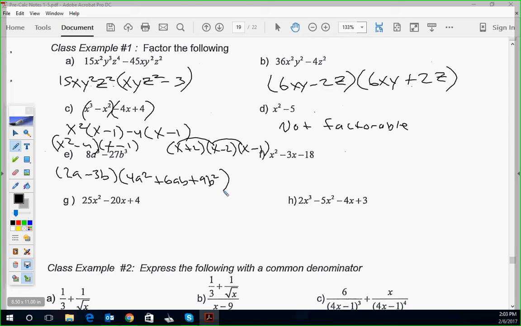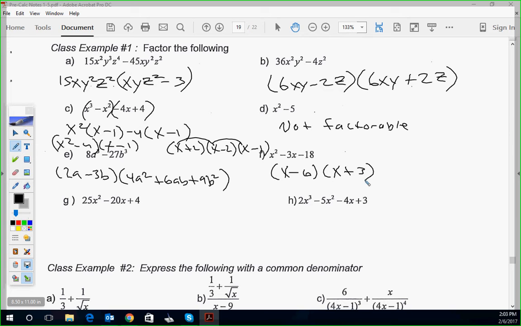Okay. This one's just inspection. Factors of 18 that are 3 apart. Hopefully we're not too rusty. That's simply x minus 6, x plus 3. Negative 6 times 3 is negative 18. Negative 6 plus 3 is negative 3. Okay, any questions on the factoring stuff yet?